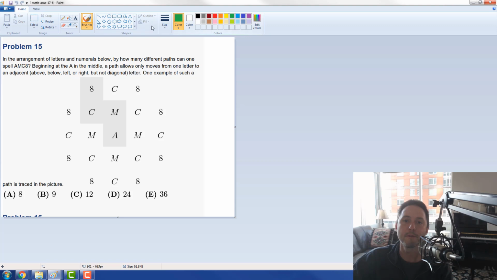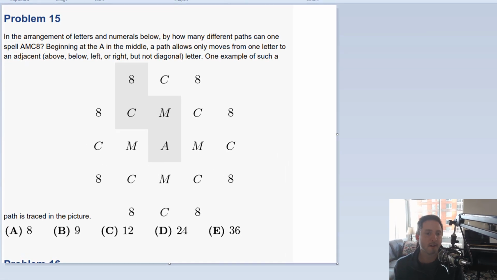Okay, problem number 15. Arrangement of the letters and numerals below. How many different paths can one spell AMC 8? Beginning with the A in the middle, the path allows only moves one letter adjacent, above, below, right, left, but not diagonal. One such example is this. So how many ways can we spell AMC 8?